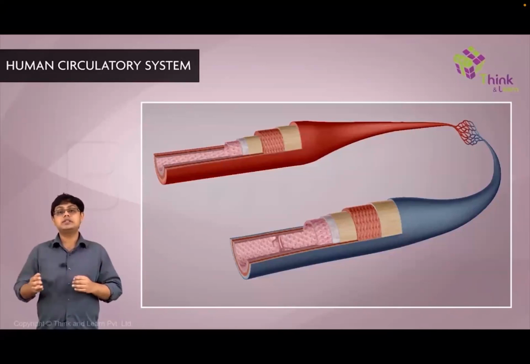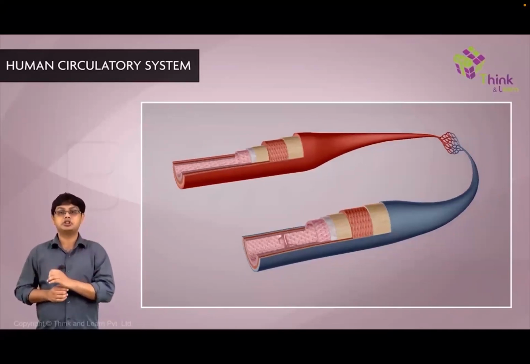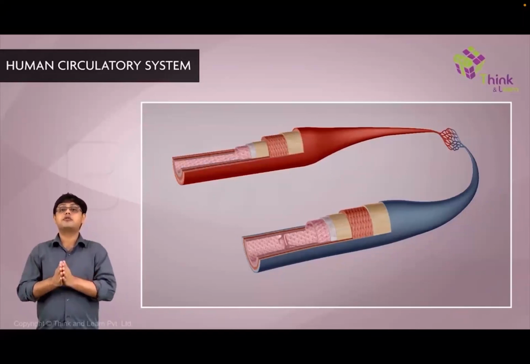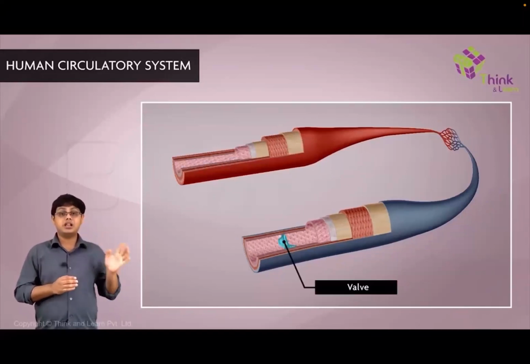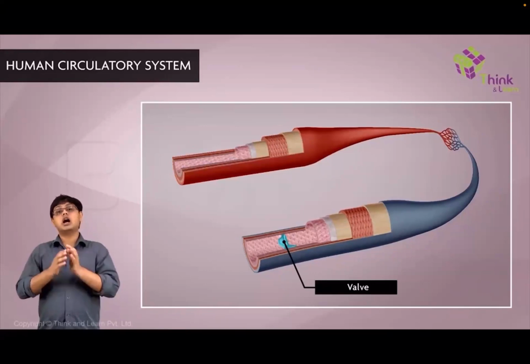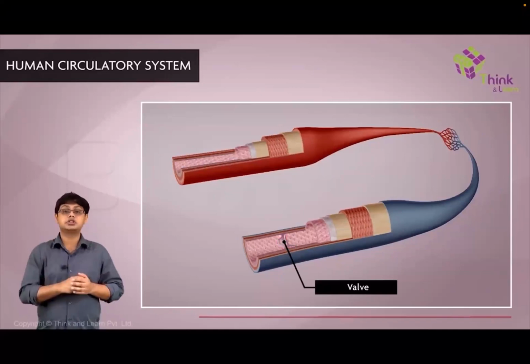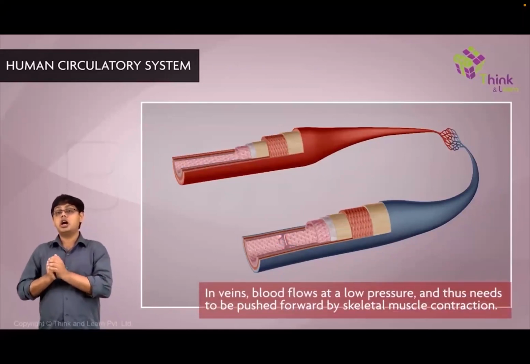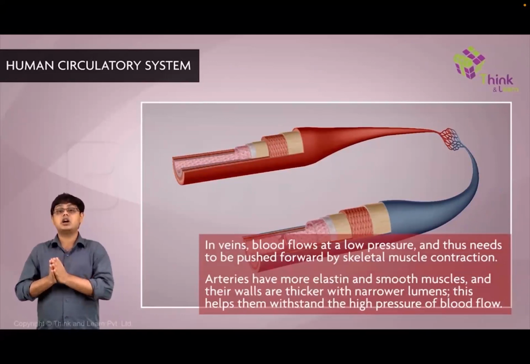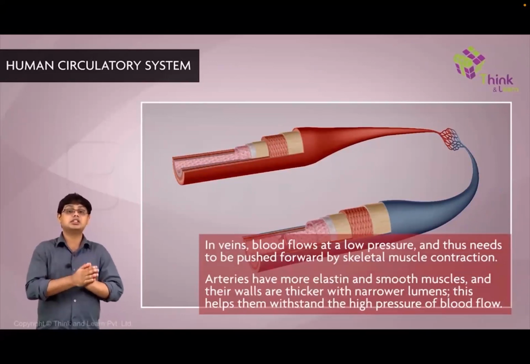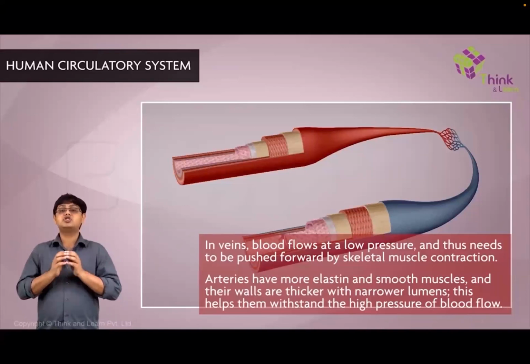Obviously, arteries and veins carry blood at far different pressures, so the structure of their walls differs slightly. Veins have valves to direct blood flow because, unlike in arteries, blood is no longer pushed forward in a high pressure system. It is under lower pressure and has to be pushed towards the heart by contraction of skeletal muscles as well. Because arteries are under high pressure and they have more elastin and more smooth muscles in their media, they're generally thicker with narrower lumens. This helps them withstand the high pressure.